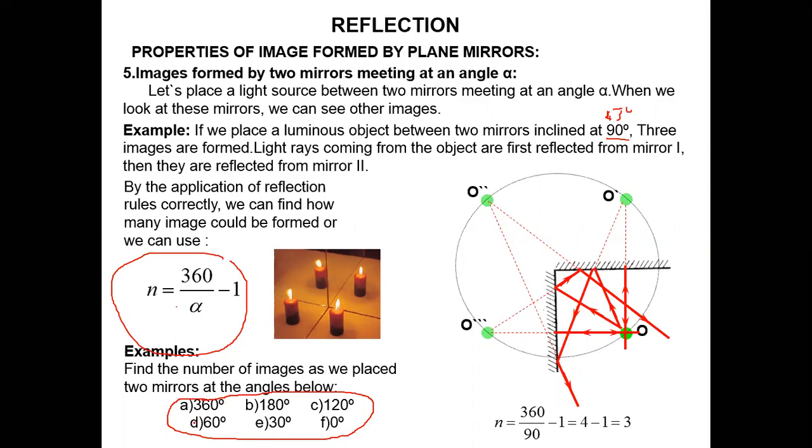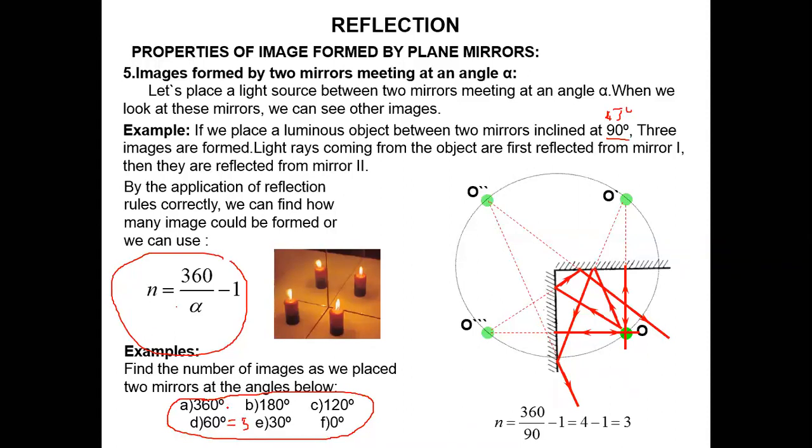All right. For example, let's say you send the ray at 60 degrees to the surface. That means how many images are going to be formed over here? So 360 over 60 is 6, minus 1, 5. So here you're going to have 5 images, okay?